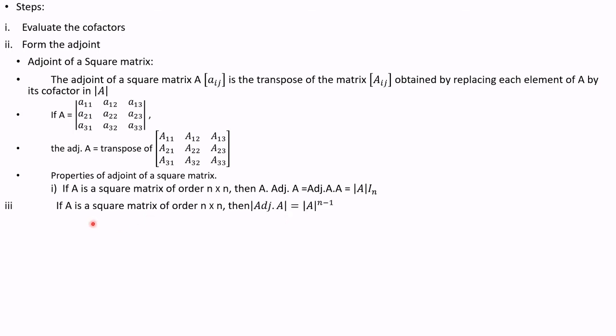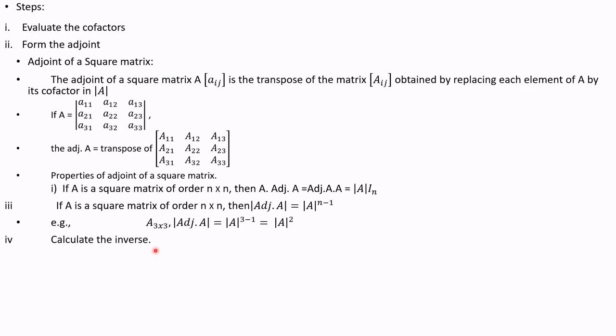Therefore, point number 3: if A is a square matrix of the order n by n, then determinant of adjoint A is equal to determinant A to the power of n minus 1. Example, if A is of the order 3 by 3, then the determinant of adjoint A equals determinant A to the power 3 minus 1. Please note, if it is of the order 3 by 3, then it is 3 minus 1, that is determinant A square.